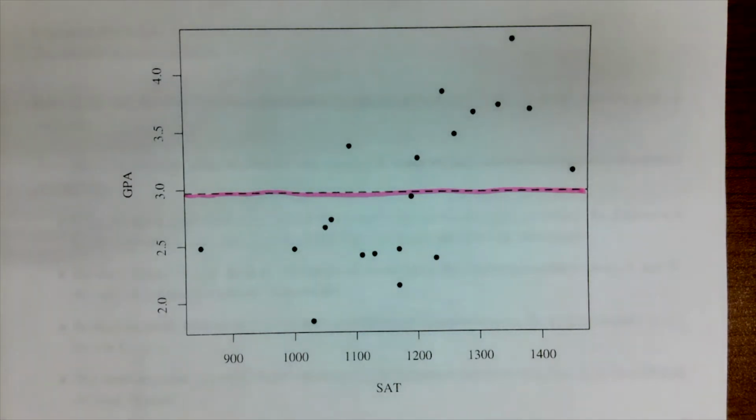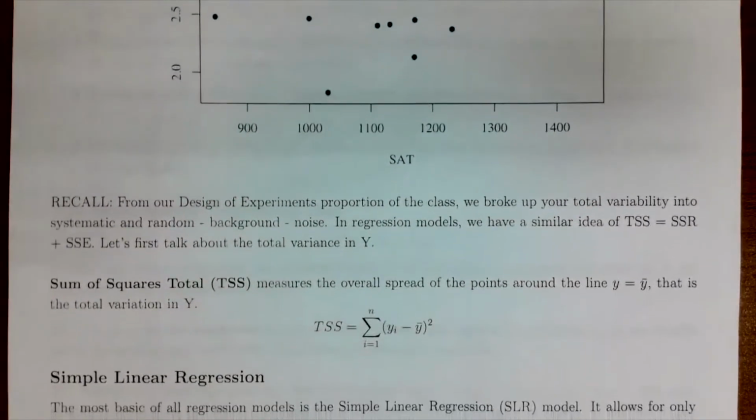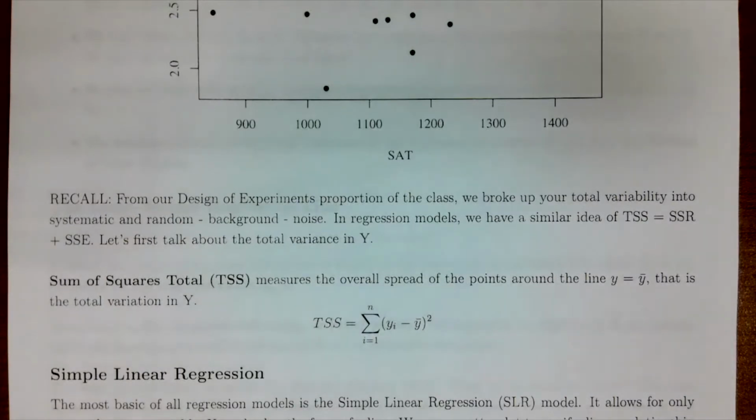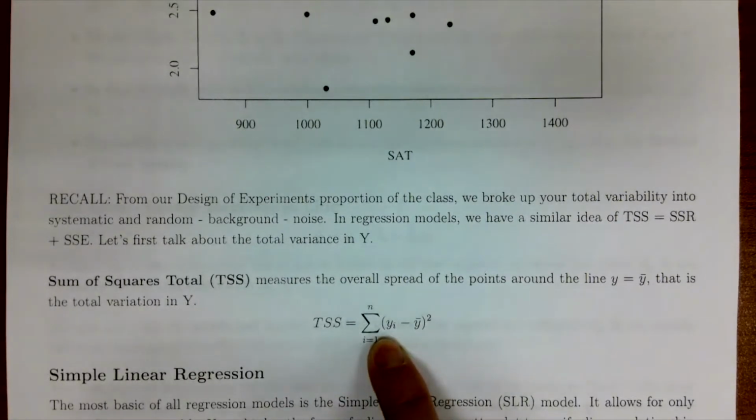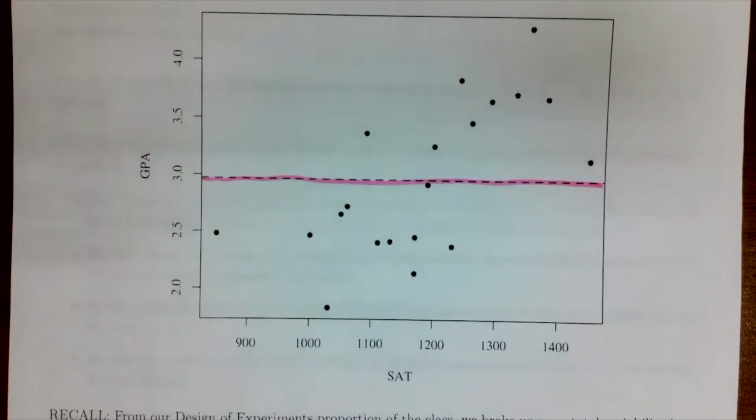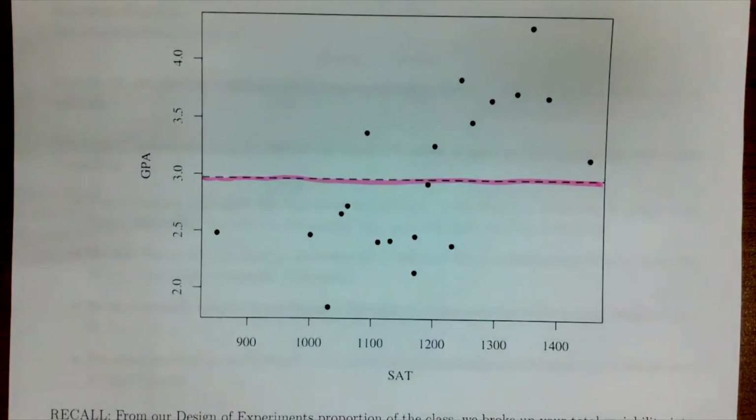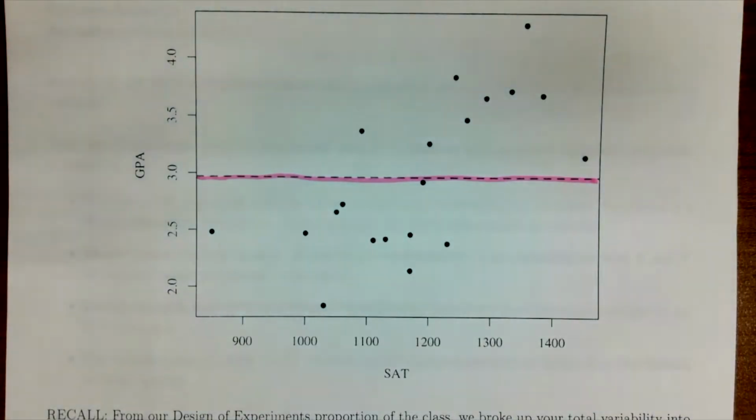Okay. Now, from the design of experiments portion of this class, hopefully you remember the fundamental idea we started off with was that we have a total variability in our design. And then we broke it up into systematic variation and random background noise. We're going to keep the same idea here with regression models. And so we have this similar idea of the total sums of squares, which is going to measure our overall total variability. In terms of our regression model, it's going to measure the distance between what we observed and our overall mean, squared. So if we took this distance here, and then we squared it for every single one, that's going to represent our total variation.